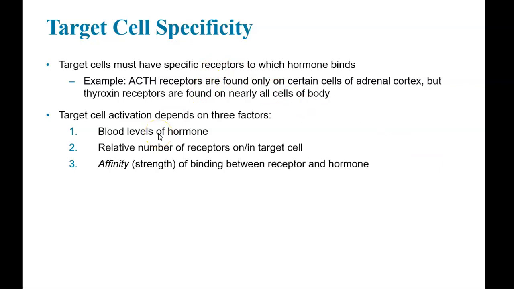Target cells have to have specific receptors for a hormone to bind. So for example, the adrenocorticotropic hormone receptors are found only in the cells of the adrenal cortex. But the thyroxine receptors are found in nearly all the cells in the body. The target cell activation depends on three factors. It can either be the blood levels of hormone, the number of receptors in the target cell, or the affinity between the receptor and the hormone.